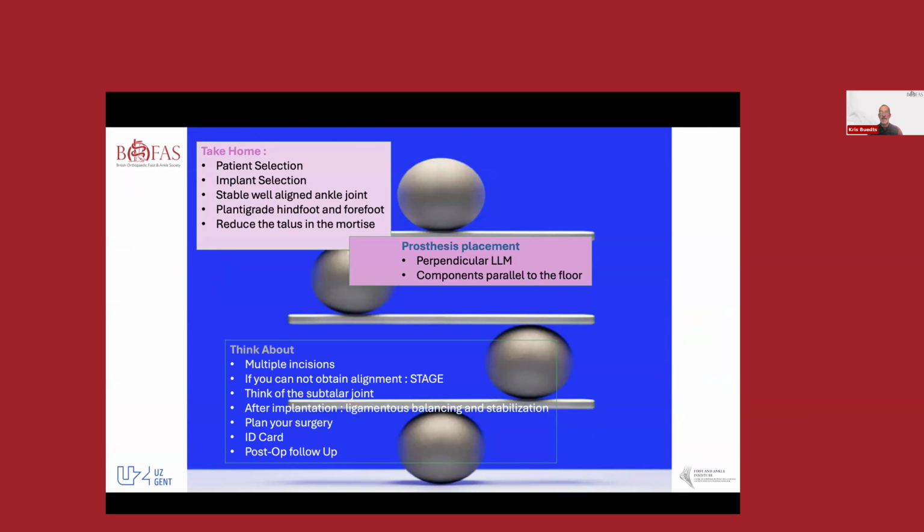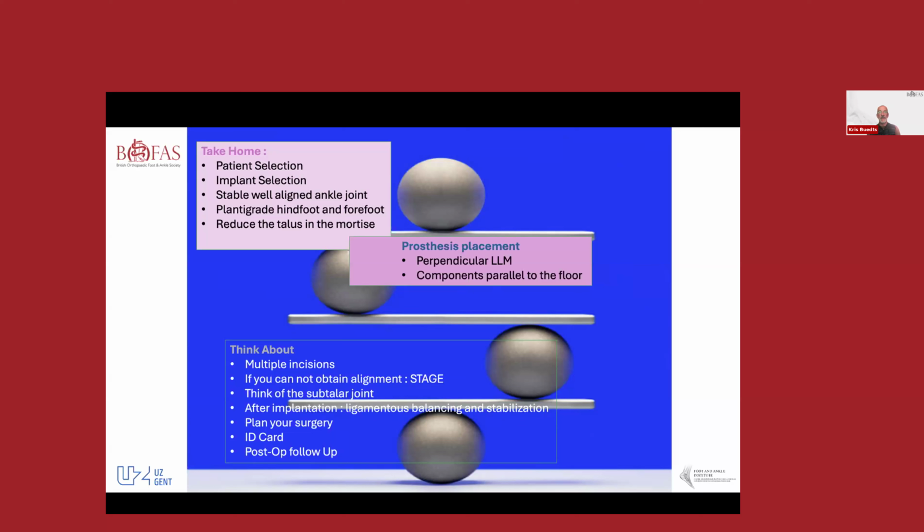And I think it's most important, depending on what implant you use, I know there is quite a philosophical discussion between an implant that uses talar first or tibia first. The Infinity is more tibia first, but the Cadence and the Quantum prostheses are more talar first, where the talus will guide the prosthesis. But still, for me, the implant works as a spacer in a well-aligned and well-stable ankle joint. So the first thing to do is to reduce your talus into the mortise before you implant your prosthesis.